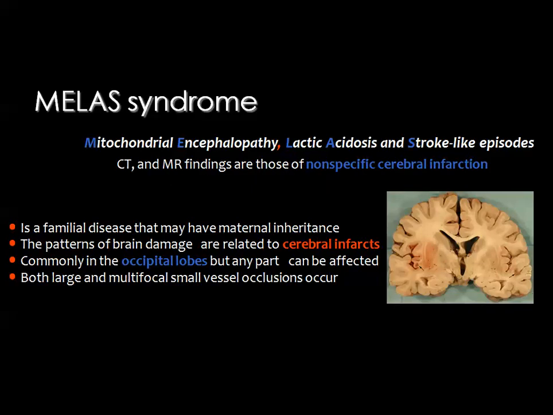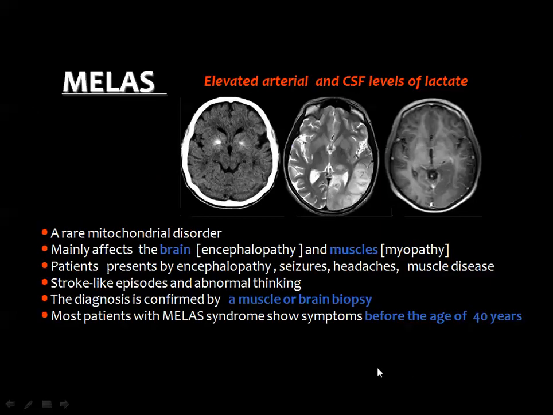They show only cerebral infarction, which is commonly seen in the occipital lobes, but can occur in any part of the brain. And in this disease, the two main sites that are affected are the brain, leading to encephalopathy, and the muscles, leading to myopathy.